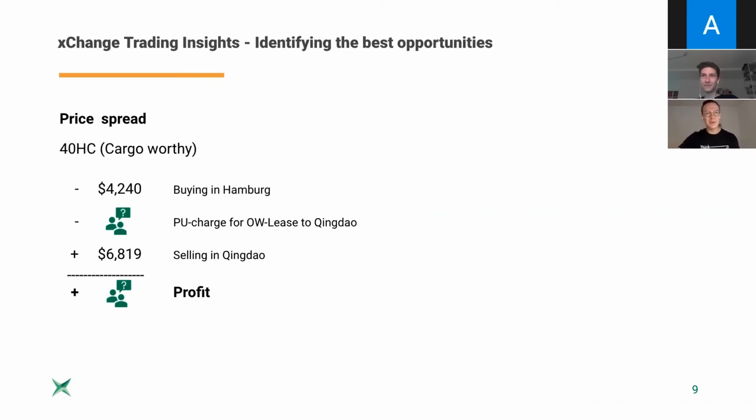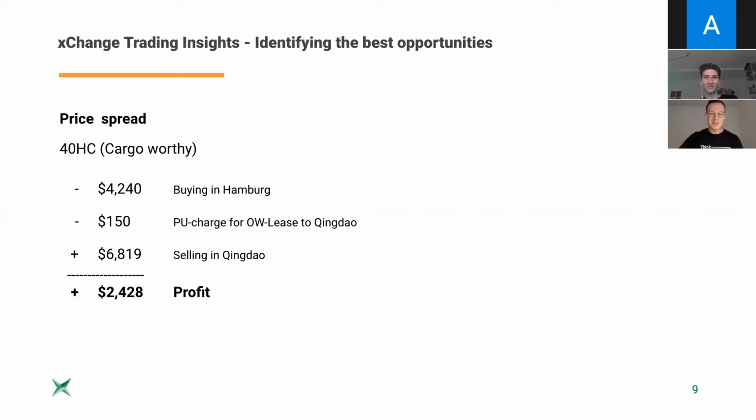I mean, that's probably the problem, that no one dares to set prices here. So what we have done is that we have created the leasing prices for Trading Insights, which will show the minimum, the maximum, and median values. And if we use this for the example that we're showing here, we see that we currently, as a supplier, would have to pay $150 to the user to bring it from Hamburg to Qingdao. Bringing it all together, we have a profit of around $2,400 per container, which is not bad.